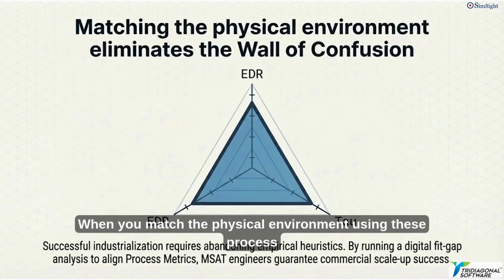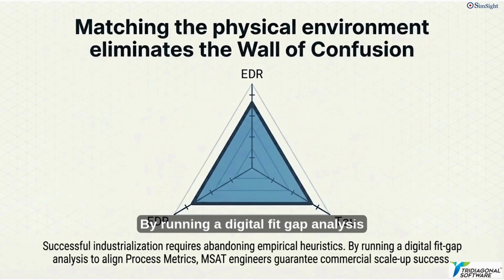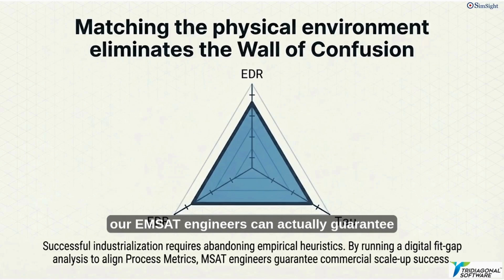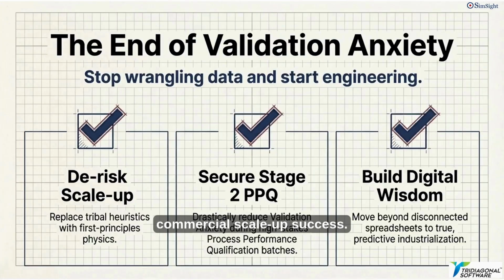When you match the physical environment using these process metrics, you completely eliminate the wall of confusion. By running a digital fit gap analysis to align EDR, KLA, and tau, our MSAT engineers can actually guarantee commercial scale-up success. It's time to put an end to validation anxiety. Let's stop wrangling spreadsheets and start doing real engineering. We can de-risk our tech transfers, secure those high-stakes Stage 2 PPQ batches, and finally build true digital wisdom.